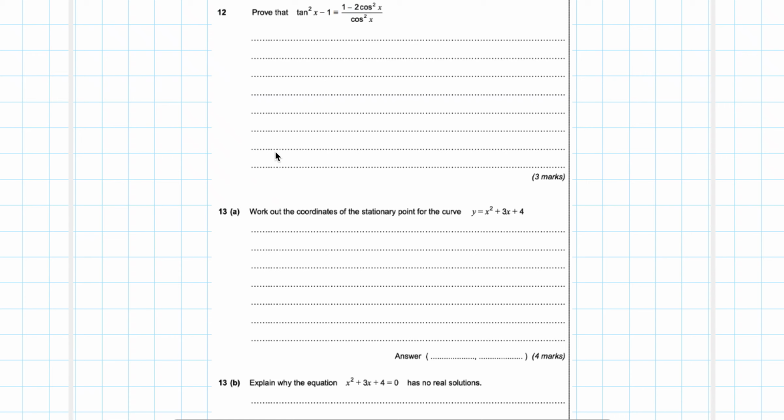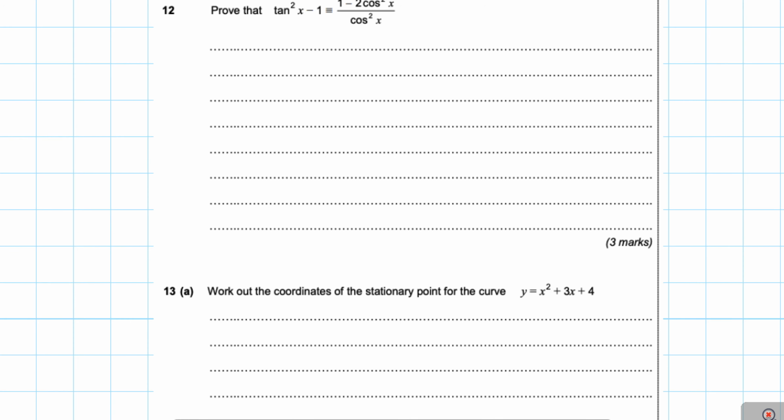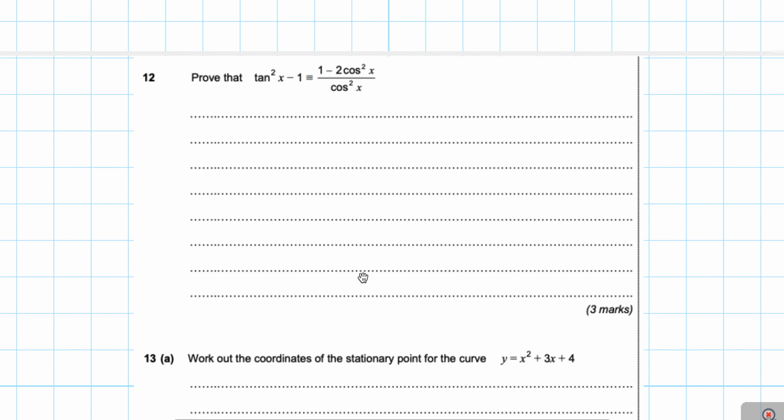Hello and welcome to this video that goes through questions 12 to 15 of the AQA Further Maths Level 2 Specimen paper, paper 1. So the next question is: prove that tan squared x minus 1 is equal to 1 minus 2 cos squared x divided by cos squared x. So this one is quite a tricky question to do.